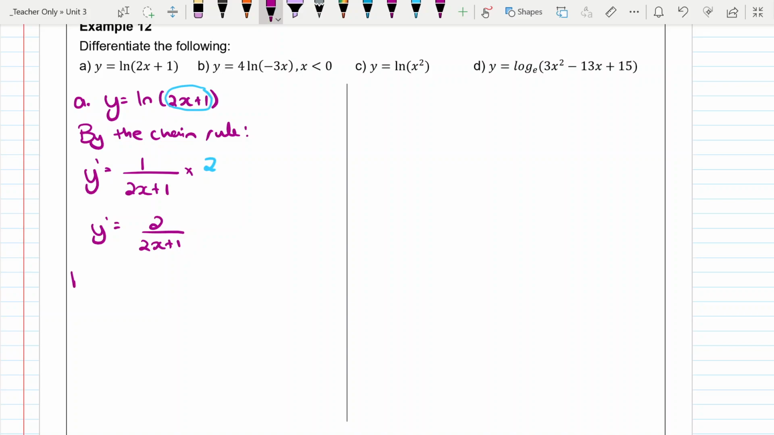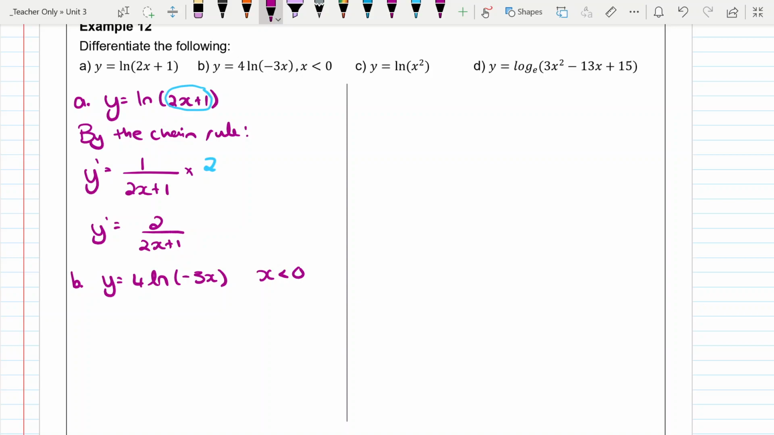Okay, let's have a look at the second one. Y equals 4 ln of negative 3x. And notice they're saying x must be less than 0. That's because we can't get a log of a negative number. So we have to make sure that x is always going to be negative so that we get negative times negative is positive.